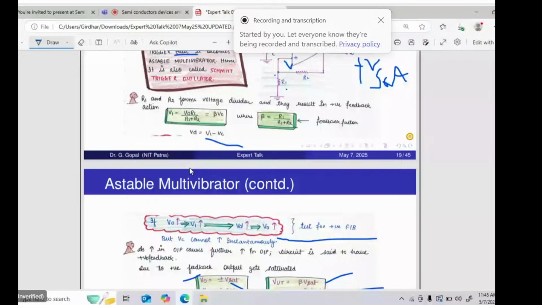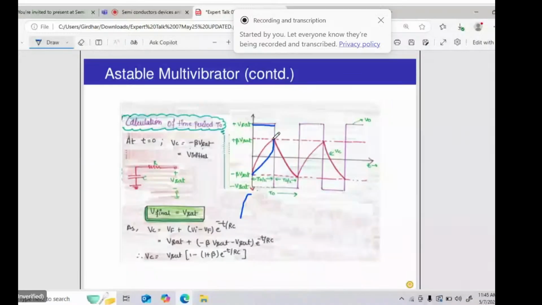The output voltage is plus V set and minus V set, correct? When the output is plus V set, the capacitor is charging up to how much voltage? Plus beta V set only. This is the first case. When the output voltage is minus V set, the capacitor will discharge, and through which path? It will discharge through the same path.